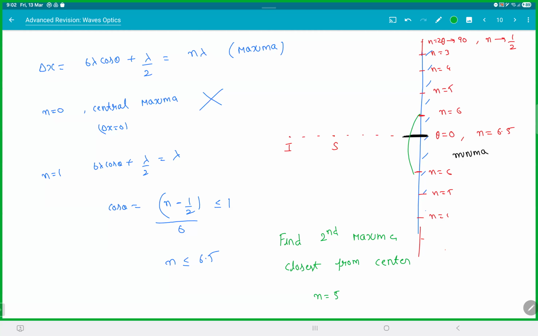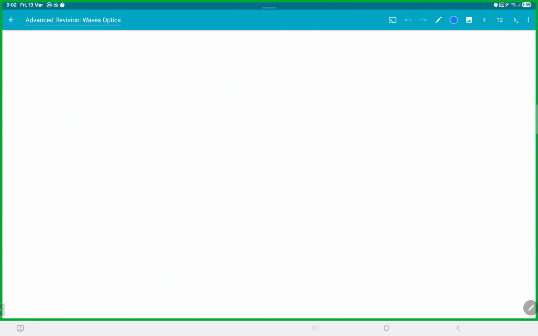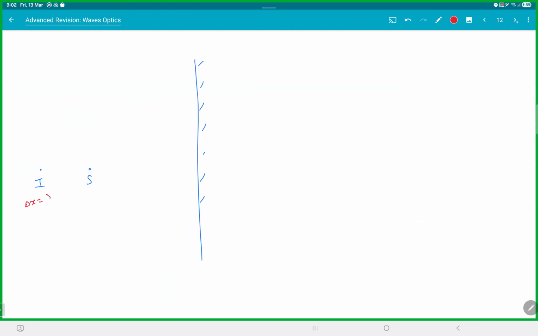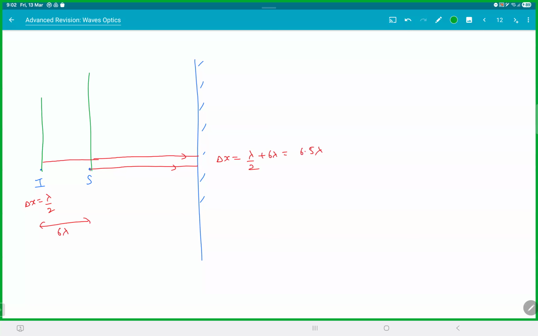Do you guys remember how to find the number of maximas on the screen? That is a simpler thing. Listen to that also. Suppose you have a screen and you just want the number of maximas in this question, S and I. This already has a path difference of lambda by 2 because of reflection. This is what you do: send the light rays parallel like this. What is the path difference? Lambda by 2 plus 6 lambda, so 6.5 lambda.